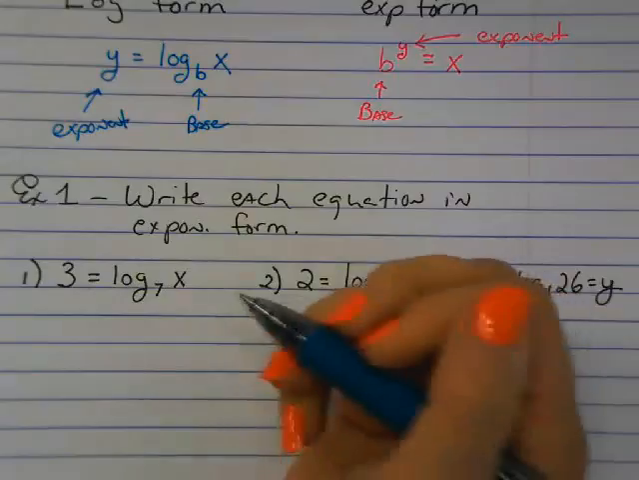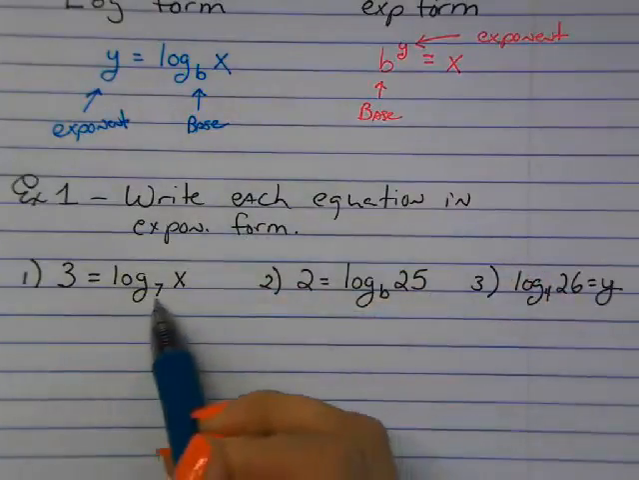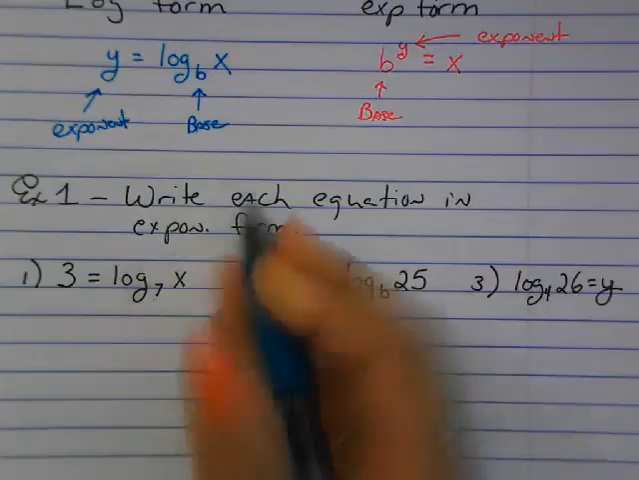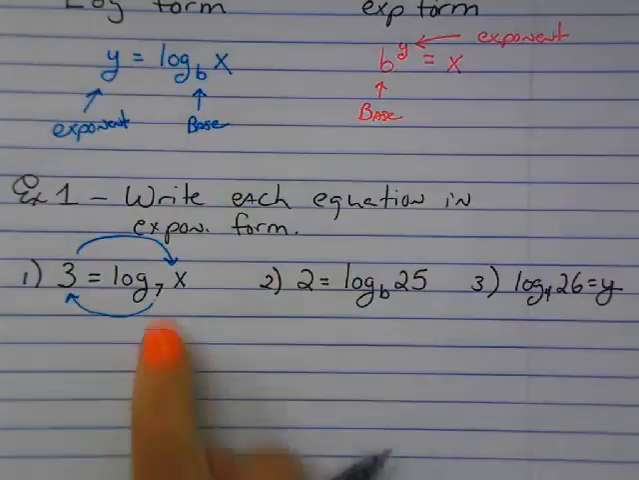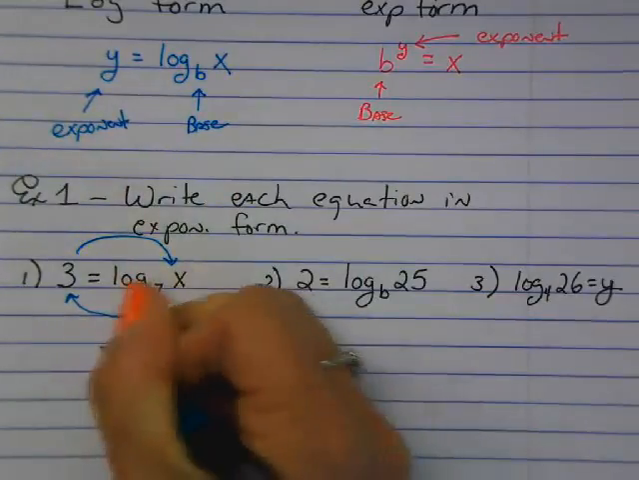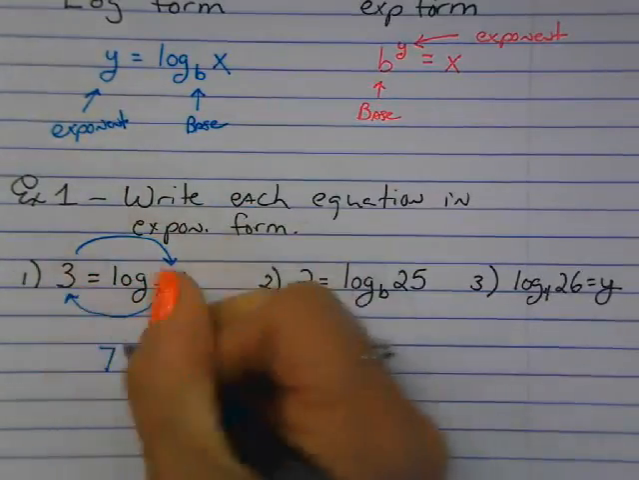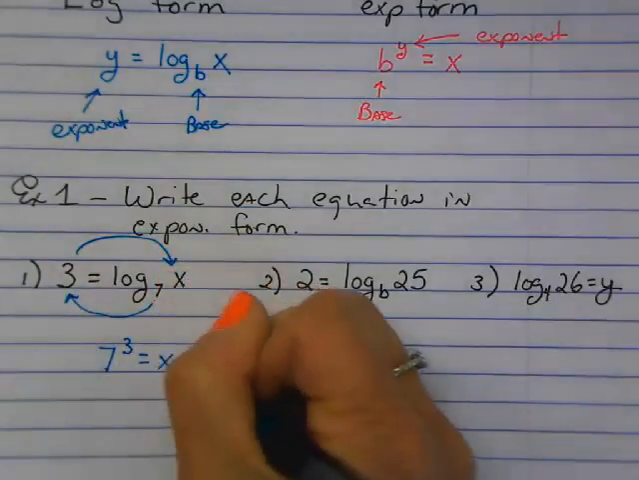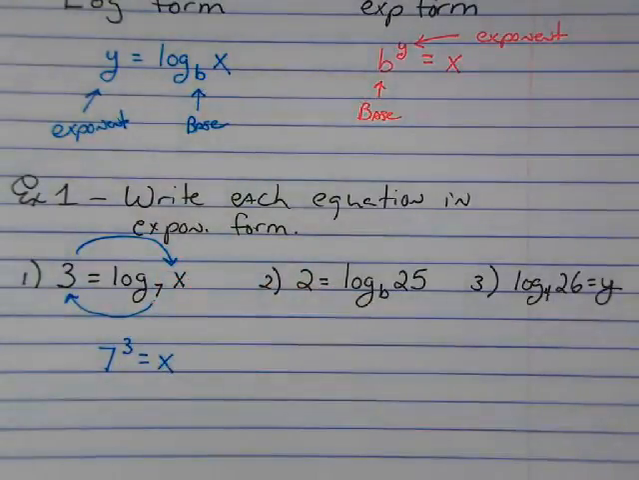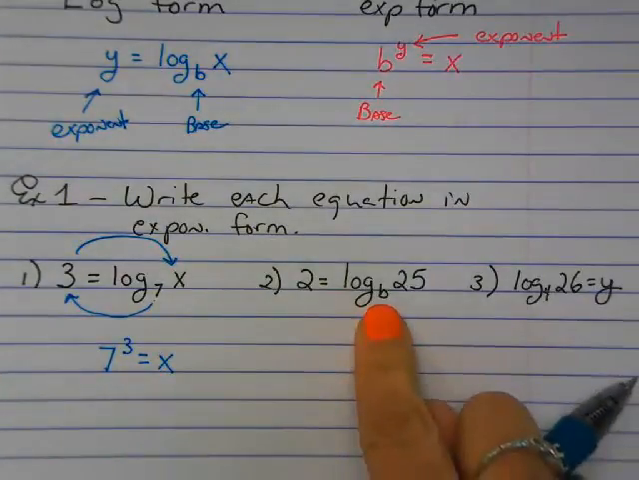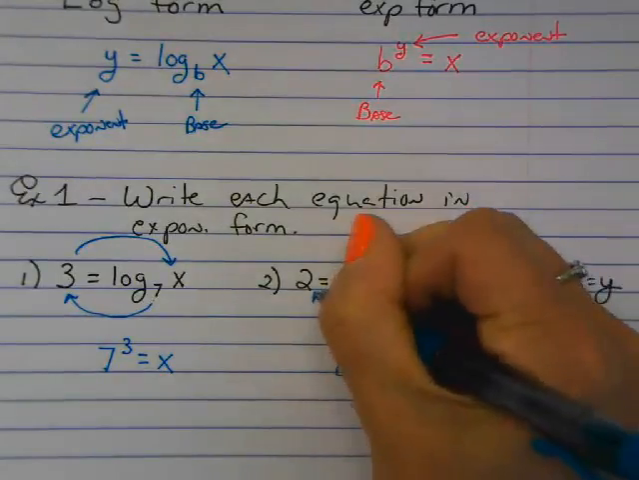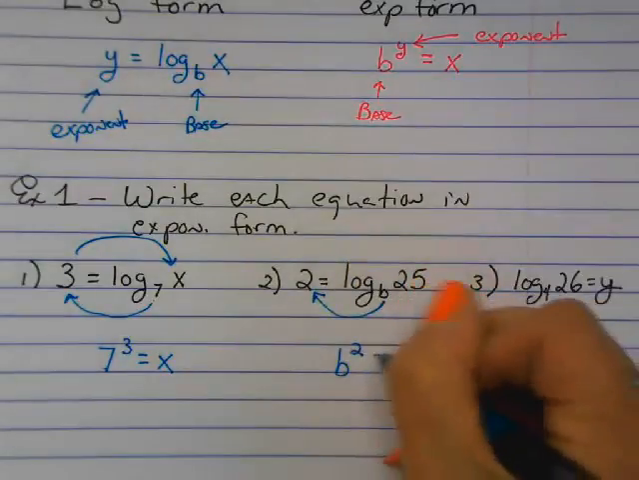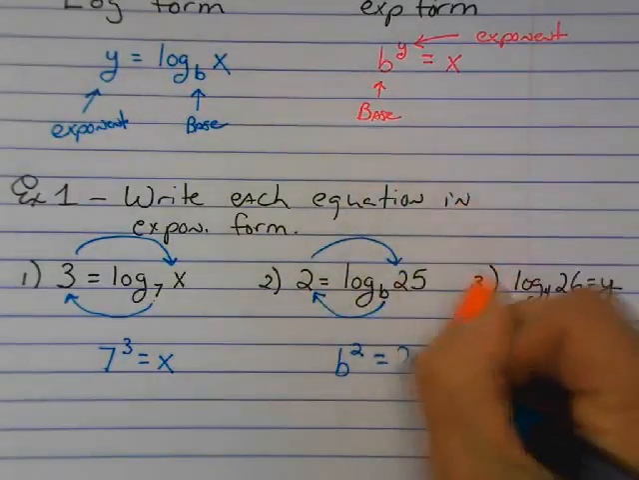Alright, so the easiest thing to do, remember that this is your base, this is your exponent. So I like to do something called loop-de-loop. I always start with the base, so 7 raised to the 3rd power is equal to x. So number 2, begin with your base. This log is base b, loop-de-loop. B to the 2nd power is equal to 25.